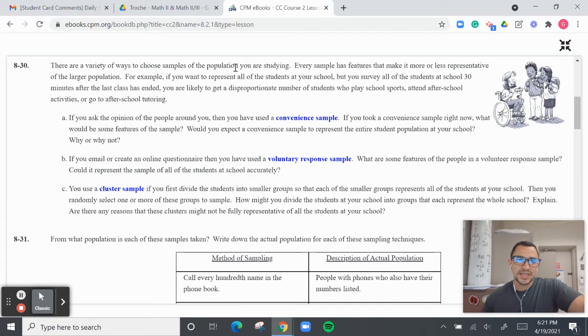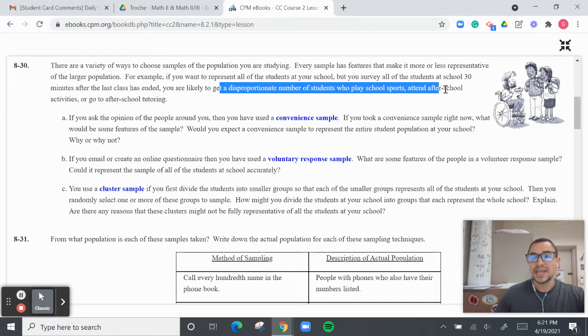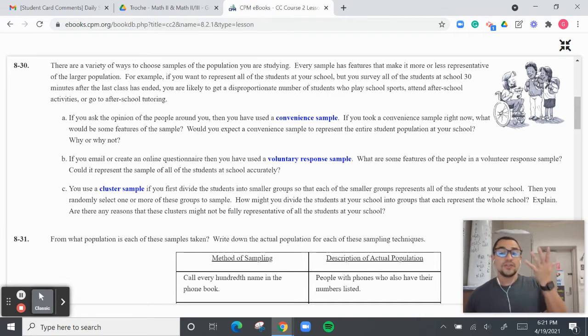There are a variety of ways to choose samples. Every sample has a feature that makes it more or less representative of the larger population. If you want to represent the students at your school, you survey all the students at the school 30 minutes after the last class ended. You are likely to get a disproportionate number of students who play sports, attend after-school activities, or go to after-school tutoring events. Exactly, like I said, if you go to a sports event and you talk about sports, you're going to have a disproportionate amount of people liking sports, and vice versa with the library and books and whatnot.